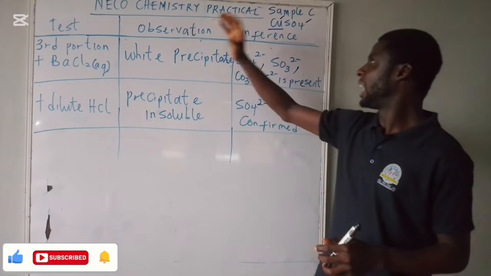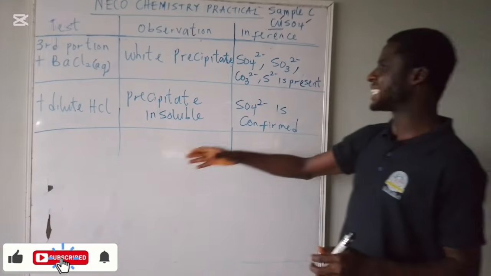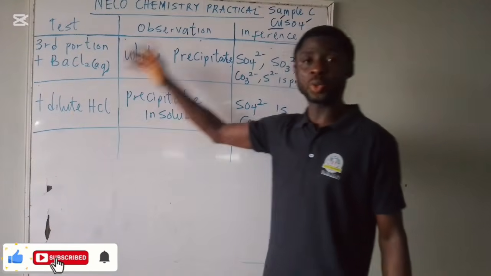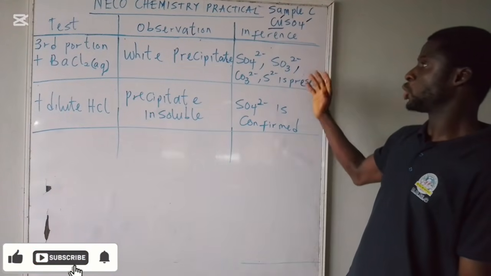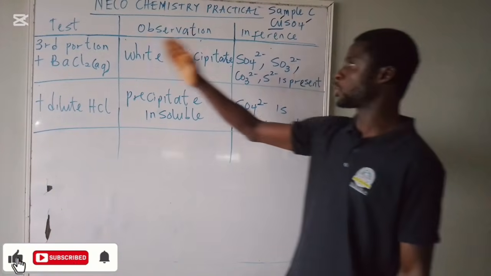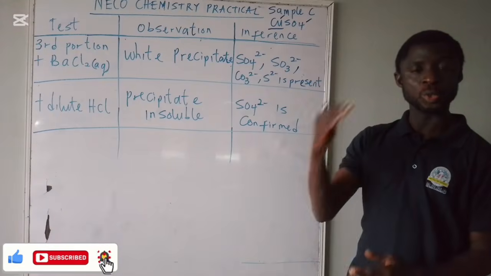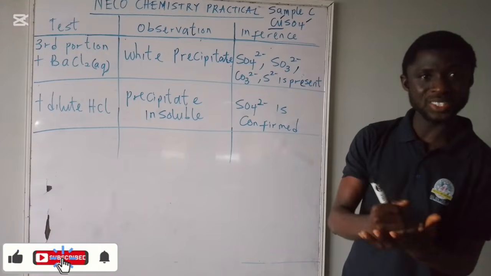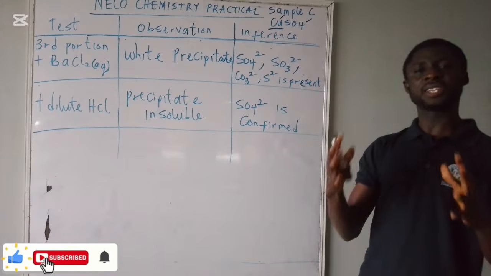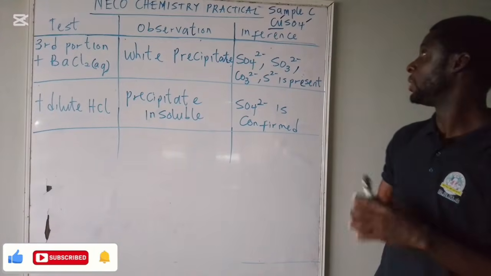Just know that in your examination hall, there will be some blank spaces. So you have to know that anytime you see a test talking about BaCl2 and HCl, what one is testing for is SO4 2 minus. So if they give you the observation and the inference and ask you to supply the test, and you go to test for your copper ion, they'll be hiding sodium hydroxide and ammonia solution. So these are the clues that you need for your examination.